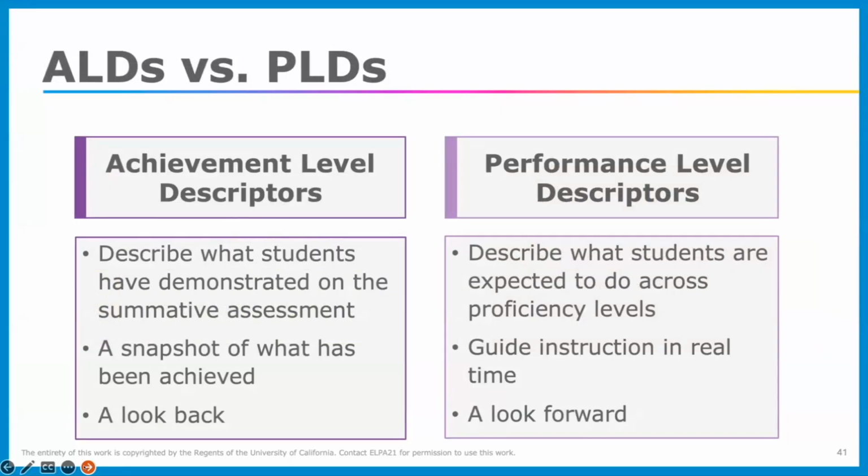Achievement level descriptors describe what students have demonstrated that they can do at each proficiency level. Think of these as summative, a snapshot of what's been achieved. Whereas PLDs describe what students are expected to do across levels of proficiency. They guide instruction and differentiation in real time. We use our ALDs for interpreting test results and PLDs for planning instruction. One looks back, the other looks forward. But together, they give a fuller picture of both current status and next steps.